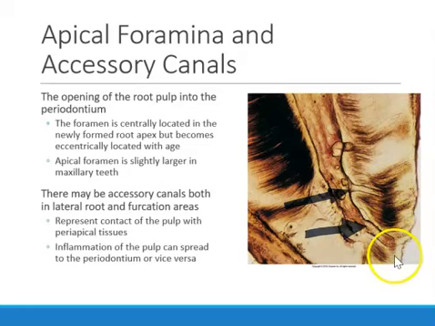Also, do you remember where the apical foramen is larger? Is it larger on the mandibular teeth, or in the maxillary teeth? Maxillary teeth. So the apical foramen, the opening of the pulp, is slightly larger in the maxillary teeth.